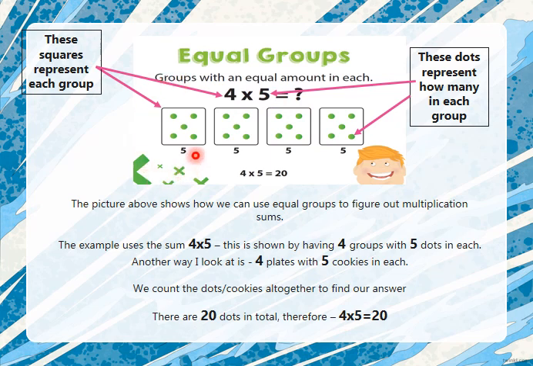Remember, when our sum is 4 times 5, the first number represents how many groups, the second number represents how many dots or cookies within each group. 4 groups, 5 cookies in each.